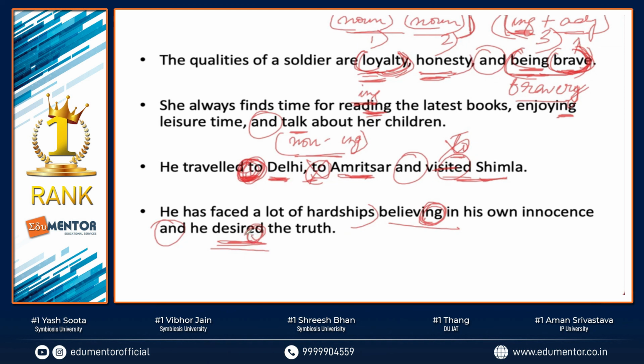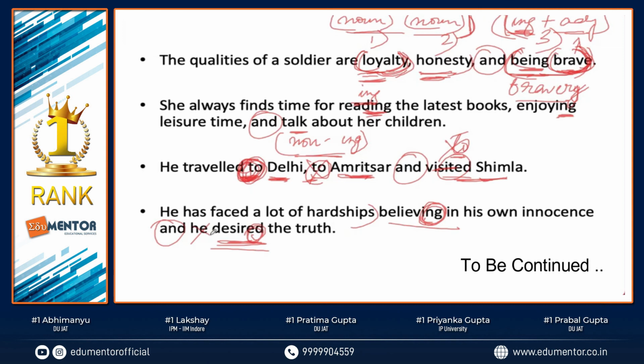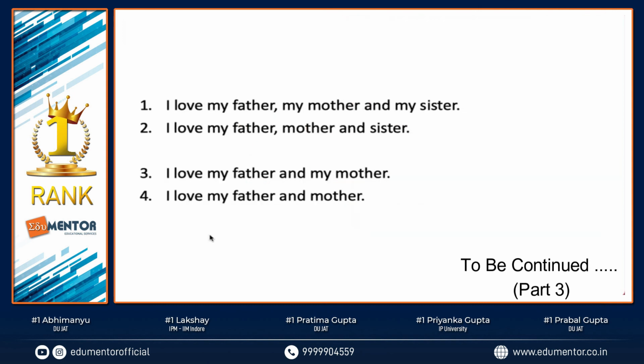So the full and final answer would be: he has faced a lot of hardships, believing in his own innocence and desiring the truth. So that would be the sentence. That way we have more or less understood what exactly we mean by parallelism with the given examples. Let's move one step ahead.